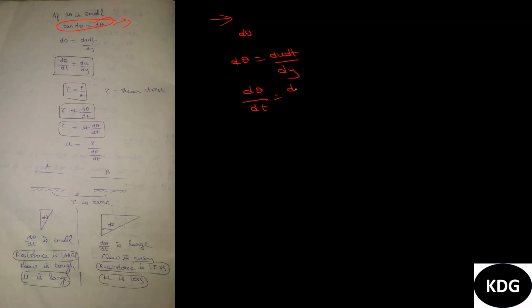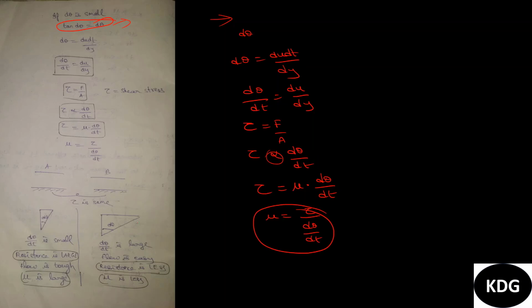And shear stress will be equal to force per area. So shear stress is directly proportional to dθ by dt, and if you remove the proportionality symbol, the constant becomes viscosity. Shear stress equals viscosity into dθ by dt, and mu equals shear stress by dθ by dt.